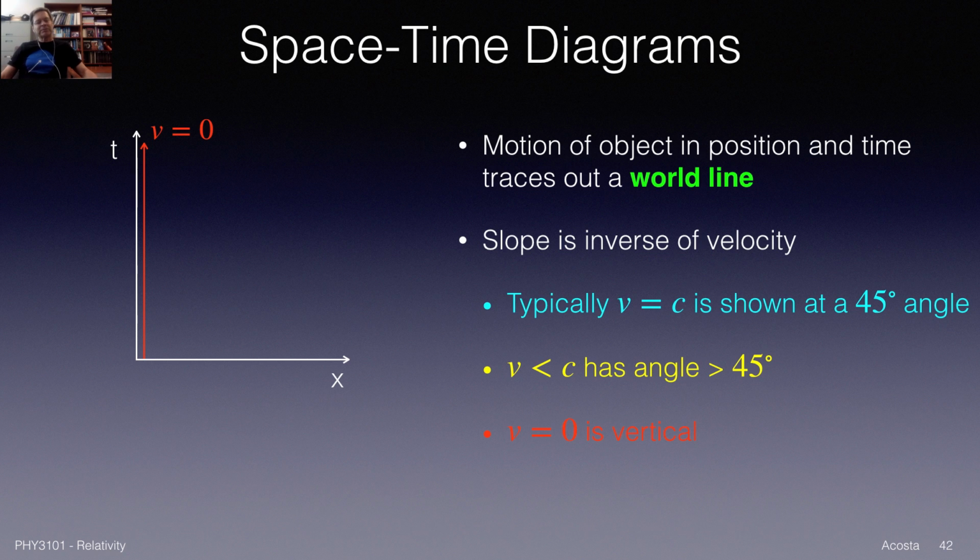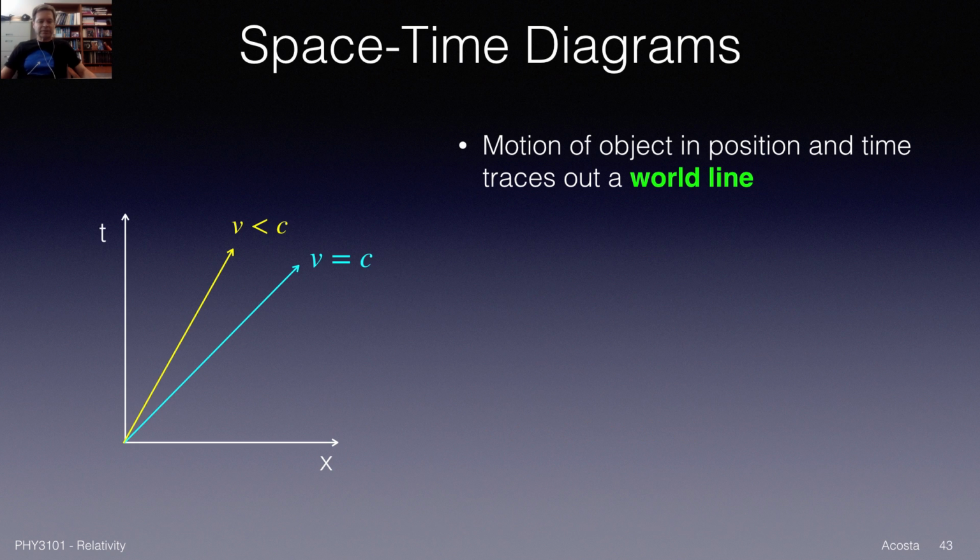Let's see how a space-time diagram could be useful to understand a couple phenomena. So I show here just two lines. Remember that these lines represent the motion of an object in position and time. I show the one moving at the speed of light and a line for an object moving at less than the speed of light. Now remember I introduced those concepts of time-like, one of the concepts.